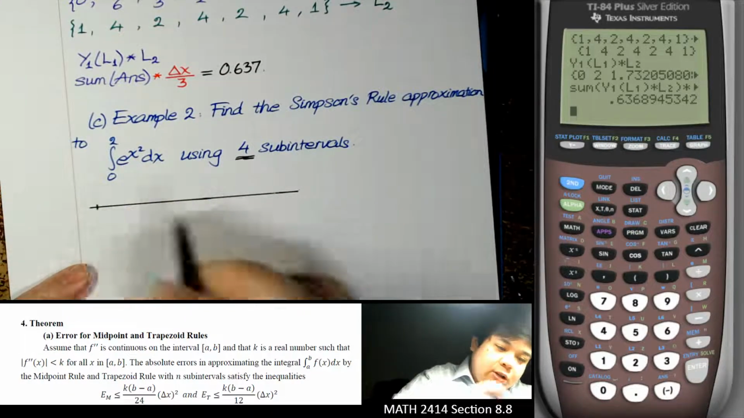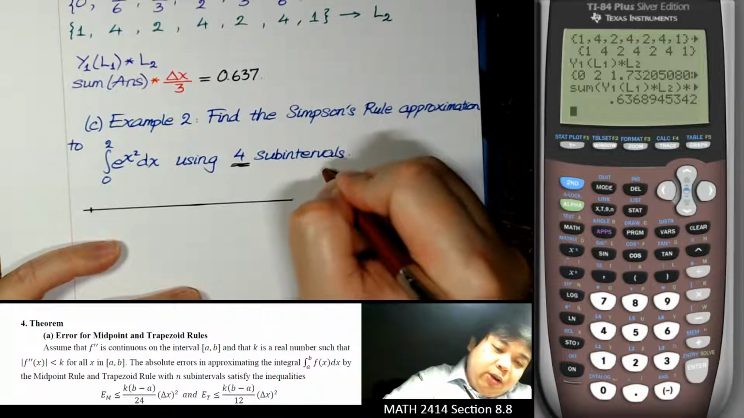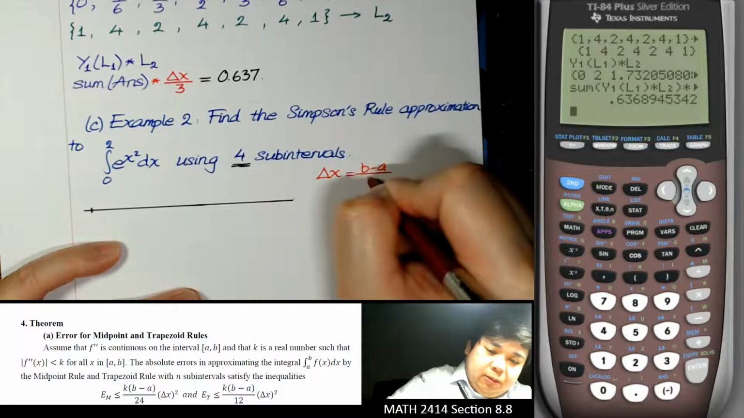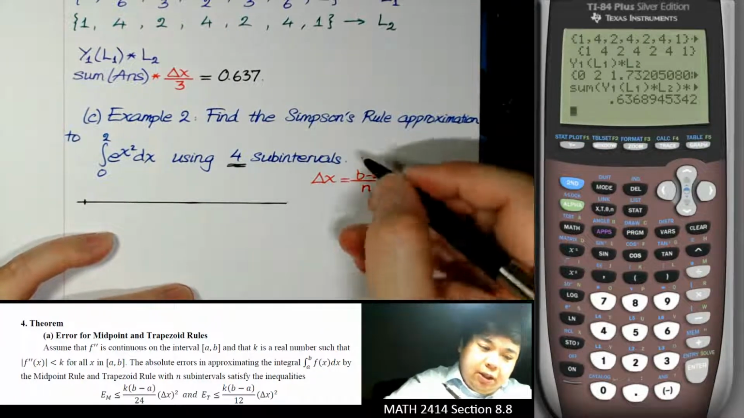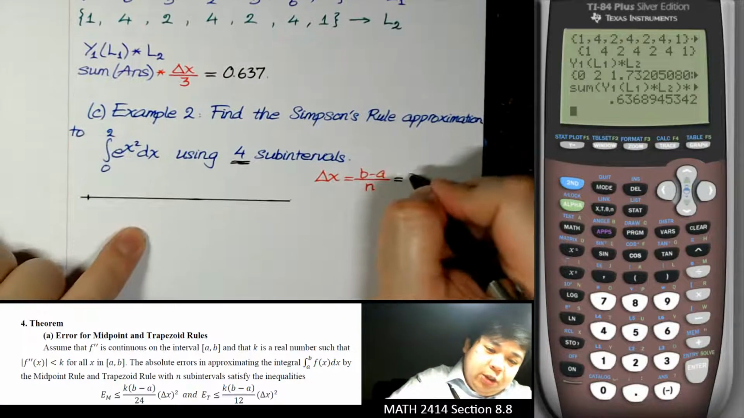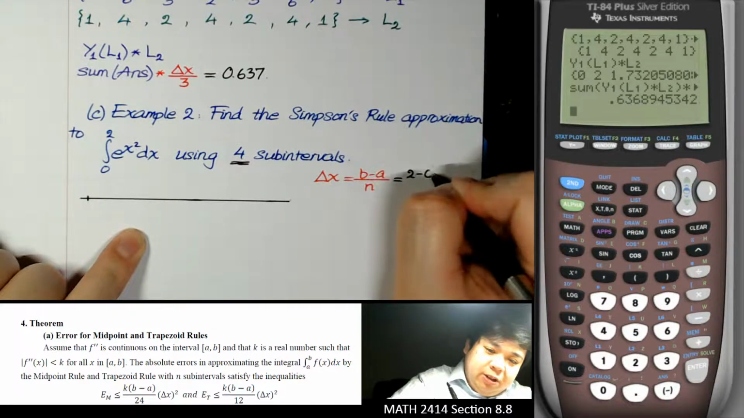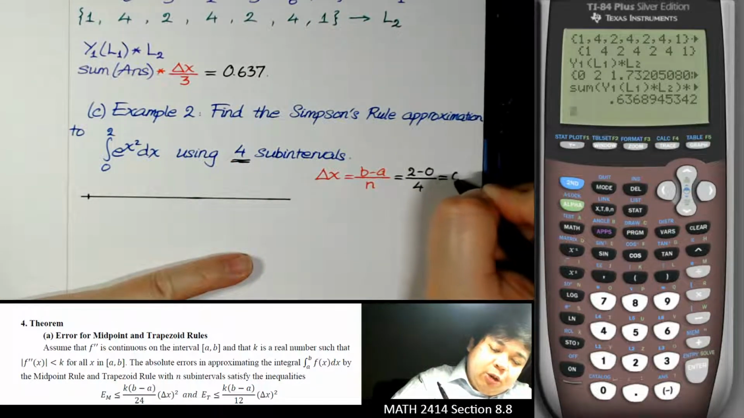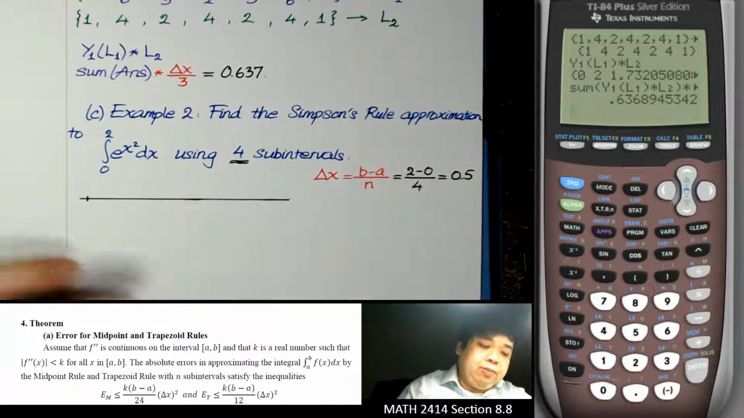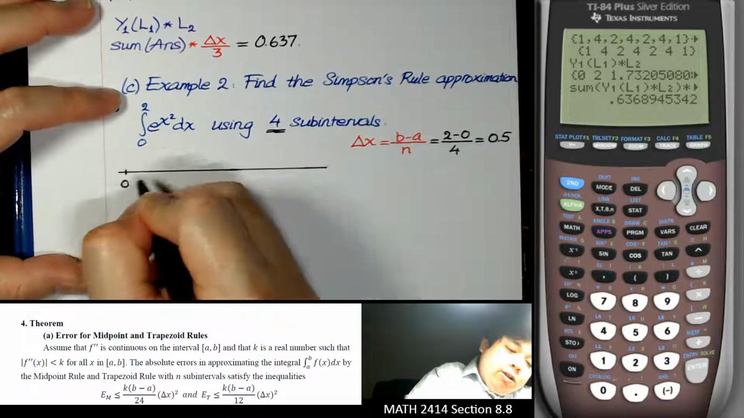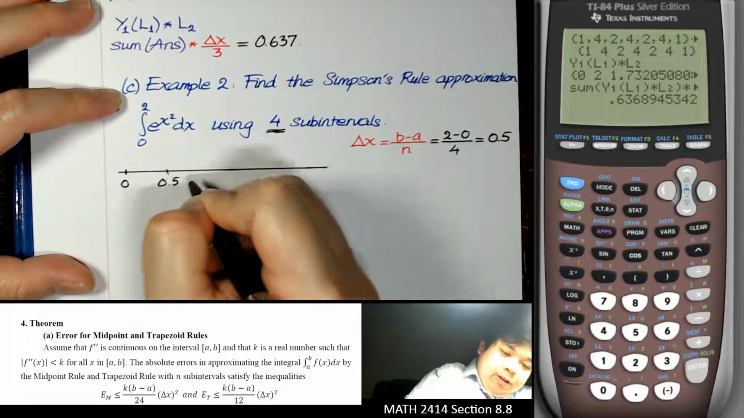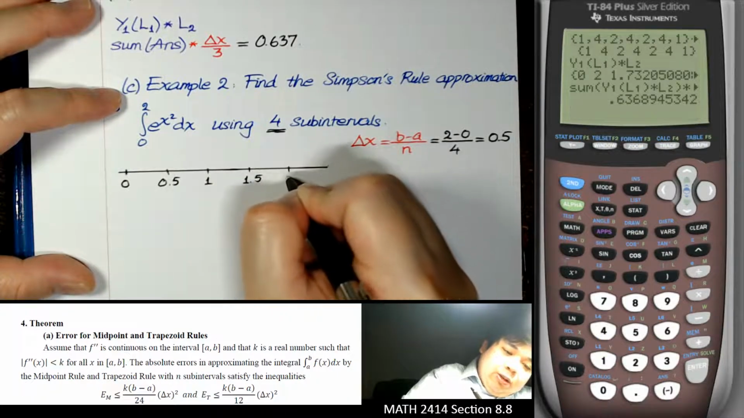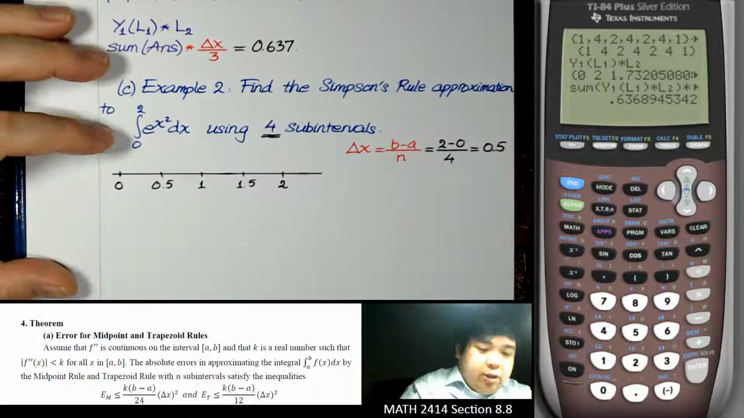The first thing we do, of course, is the width. We go from 0 to 2, so 2 minus 0, and 4 subintervals, so that is 0.5. Right, so we have 0, 0.5, 1, 1.5, and 2. So those are the sample points.